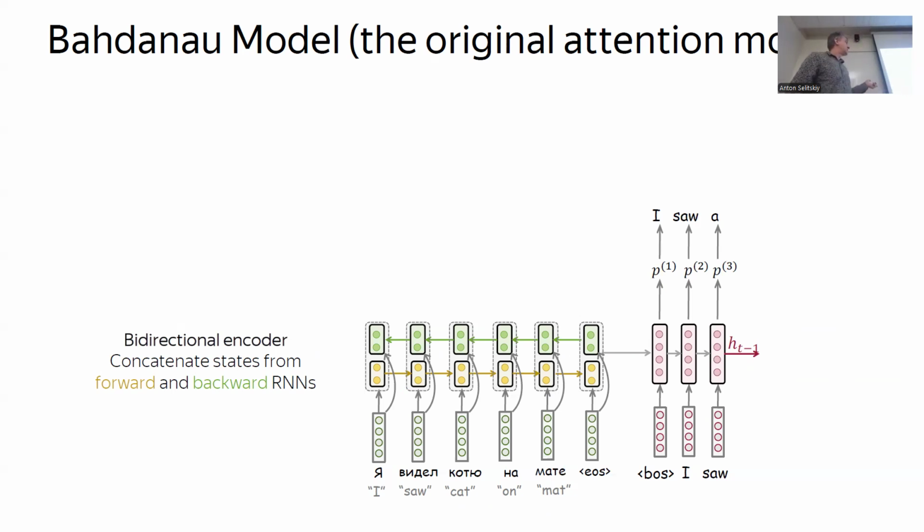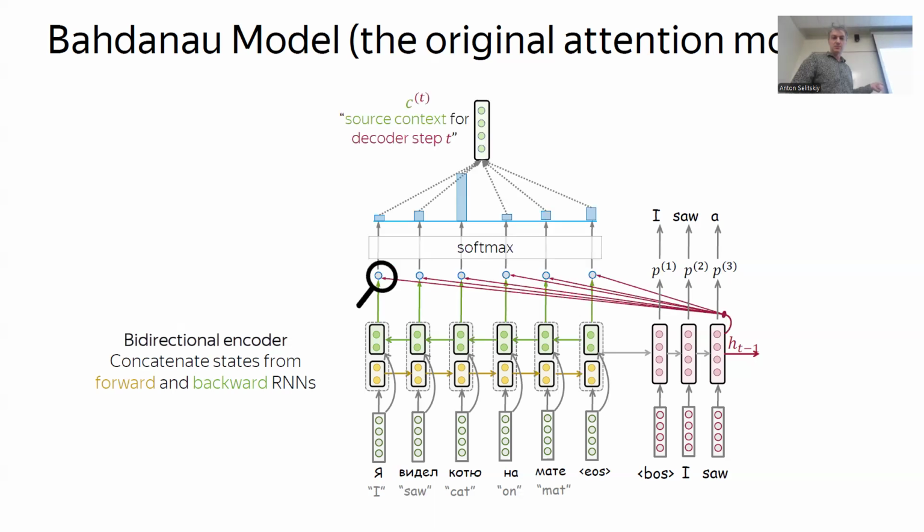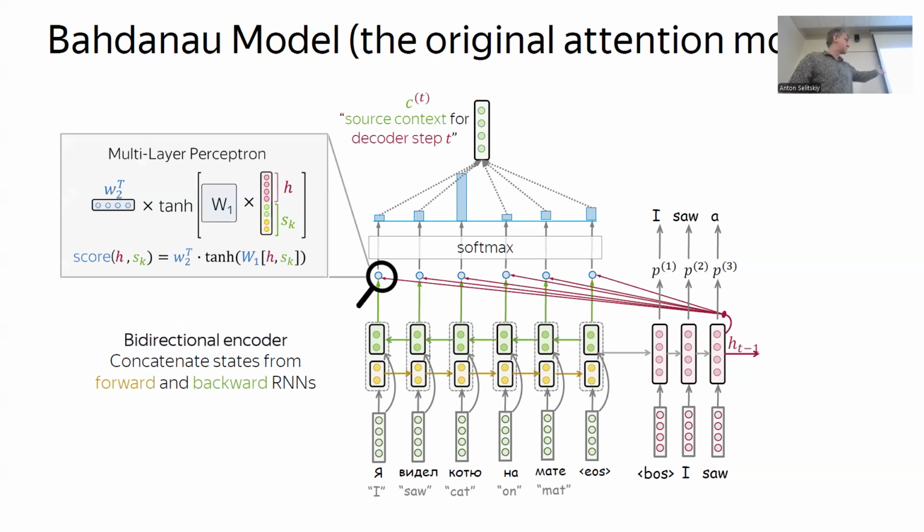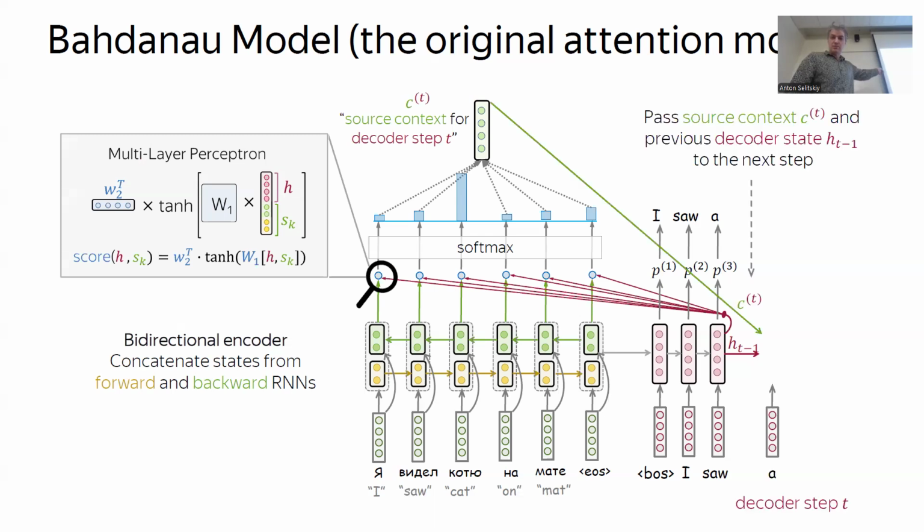For the encoder, he used a bidirectional LSTM, and the attention was this additive attention. This attention output was used as the hidden vector, as input in the decoder.